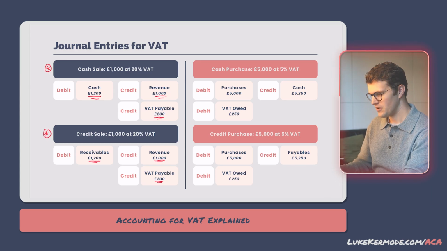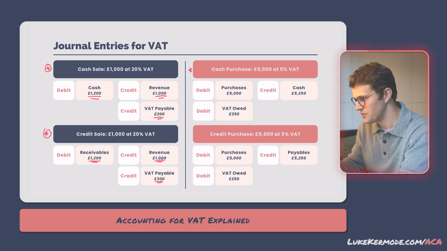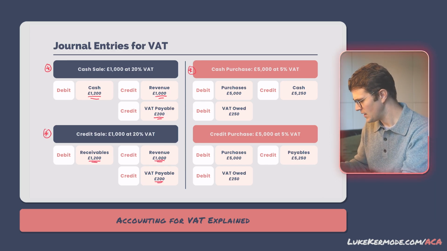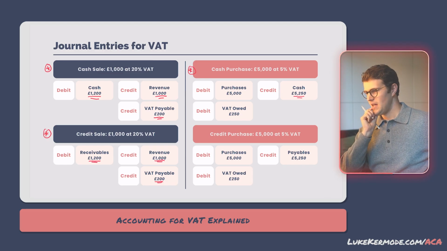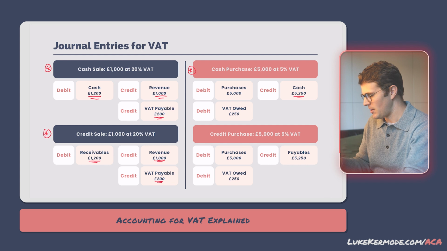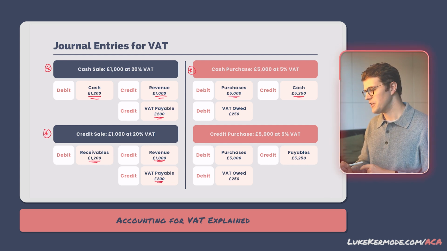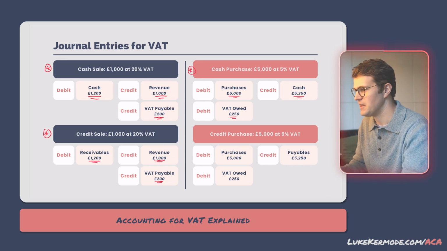Cool, now we've looked at sale transactions, let's turn to purchase transactions. If the business makes a cash purchase of £5,000 at a VAT rate of 5%, it's only paying £5,250 in total. So in this case, we debit purchases of £5,000 to reflect the purchase that has been made in the income statement. And we also need to debit the VAT owed.